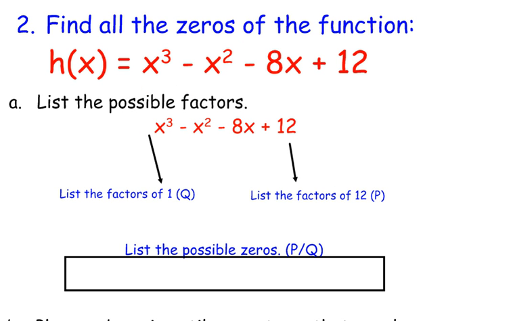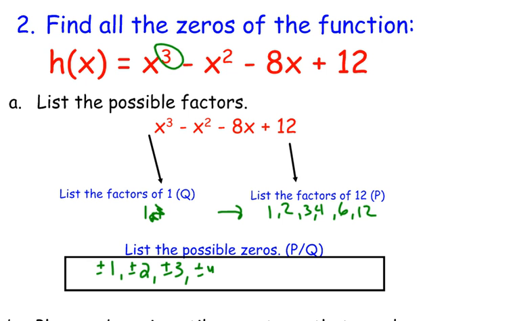Number 2, I again have a cubic equation or function, so I'm going to have 3 answers. When I list the possible factors, the first one is just 1 and 1, and the last one, factors of 12, are 1 and 12, 2 and 6, 3 and 4. So those are all my choices there. Since it's a 1 and 1, I can eliminate one of those. Everything's just going to be divided by 1, so I can pretty much just list these last factors here. So plus or minus 1, 2, 3, 4, 6, and 12.